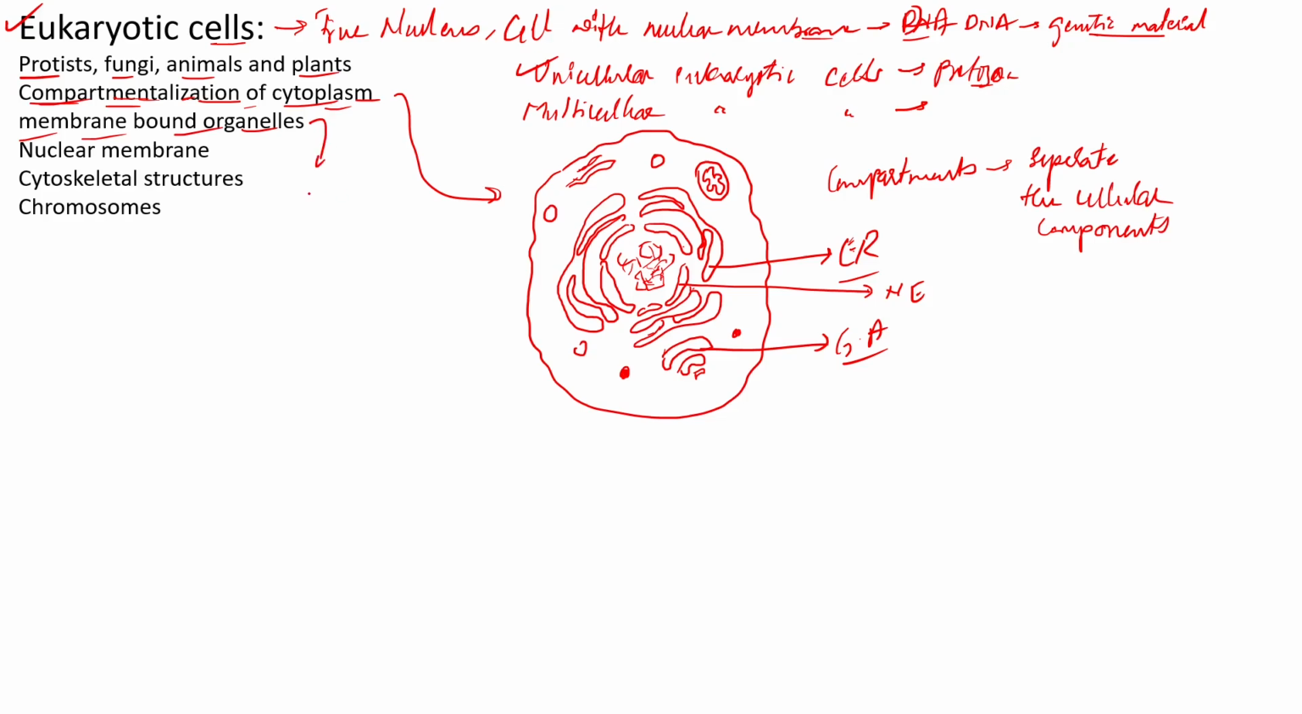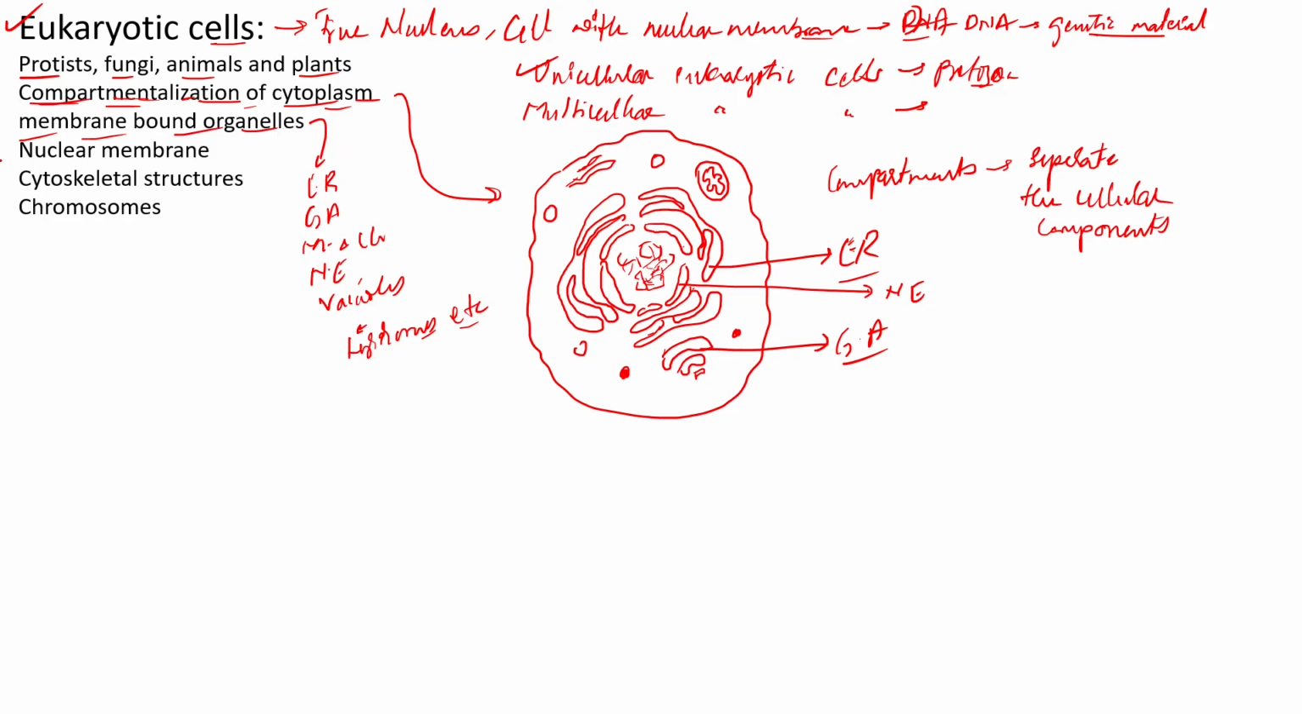For example, we have the endoplasmic reticulum, the Golgi apparatus or Golgi complex, and mitochondria. We also have chloroplasts, and one more example is the nuclear envelope. And we have vacuoles and lysosomes, etc. Multiple membrane-bound organelles are mainly found here.